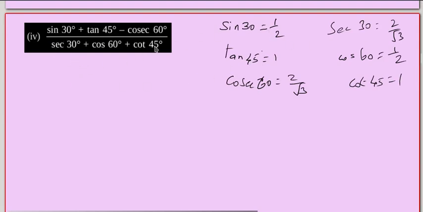Sin 30 is 1 by 2, 1 by 2 plus tan 45 is 1 minus cosecant 60 is 2 divided by root 3. Okay, now this is division, no? Instead of that we can put a division symbol and we can open the second bracket. The denominator we can write here, this divided by this. Okay, it is the easiest way. Sin 30 is 2 by root 3 plus cos 60 is 1 by 2 plus cot 45 is 1.